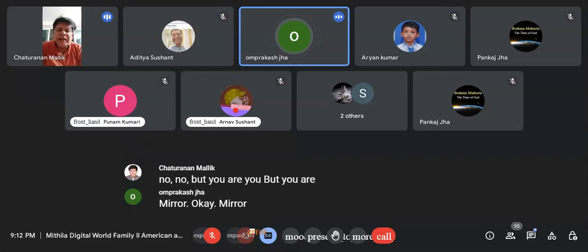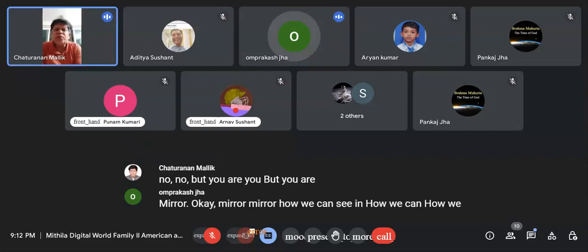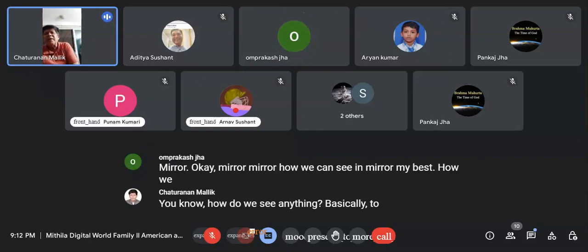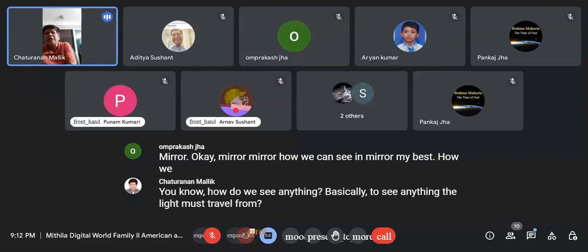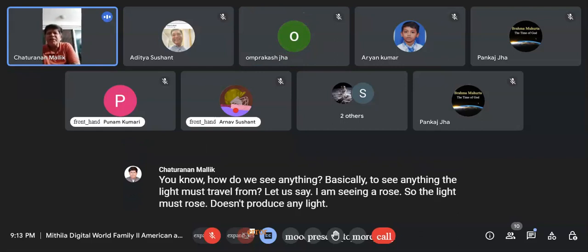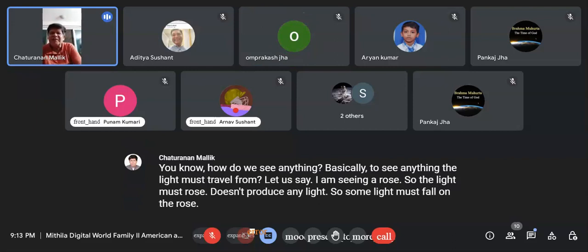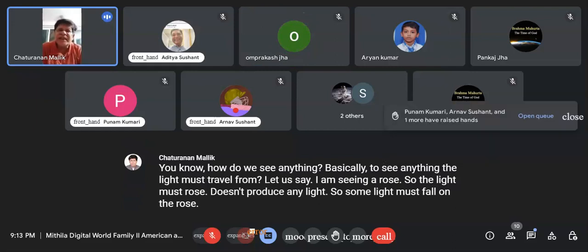You mean a mirror. How do we see a face in a mirror? No, how do we see anything? Basically, to see anything, the light must travel from it. Let us say I'm seeing a rose. The rose doesn't produce any light. So some light must fall on the rose, and the rose must reflect that light and come to our eye, and then we can see the rose.